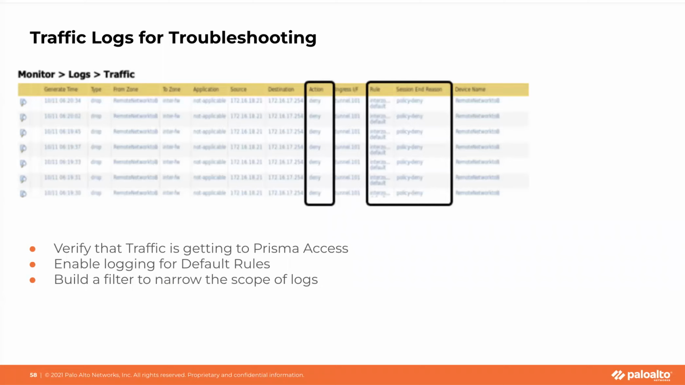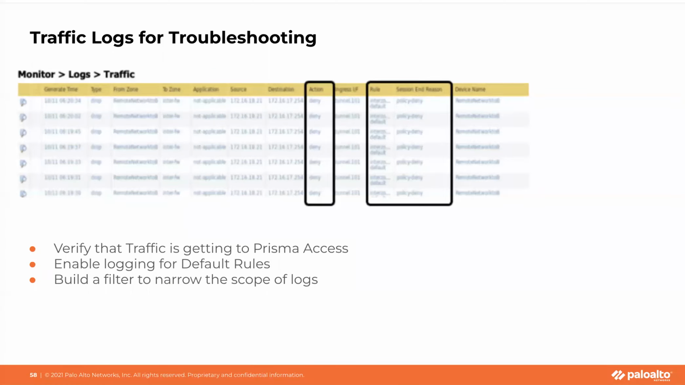To troubleshoot traffic flow issues, always review the traffic logs. These traffic logs will help you determine whether traffic is getting to Prisma Access. If you do not see the entries in the traffic log, verify routing and connectivity from the host. Verify that you have logging enabled on default interzone and intrazone rules.